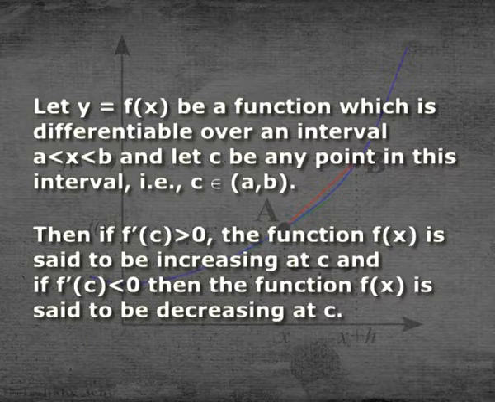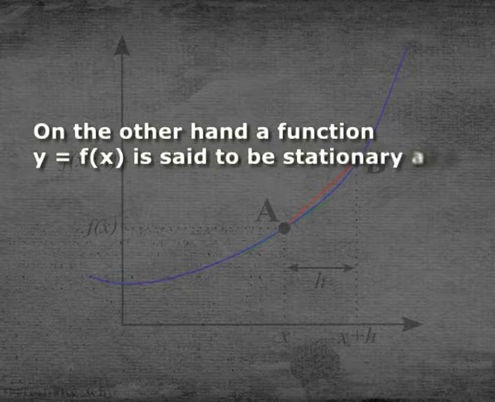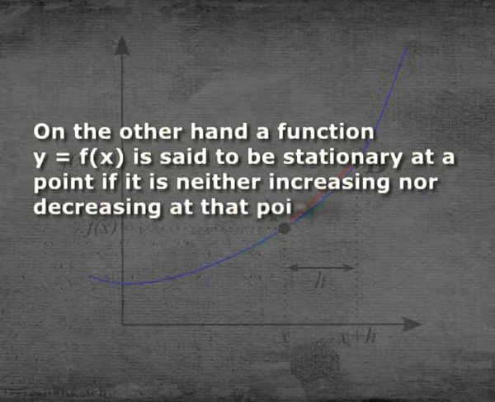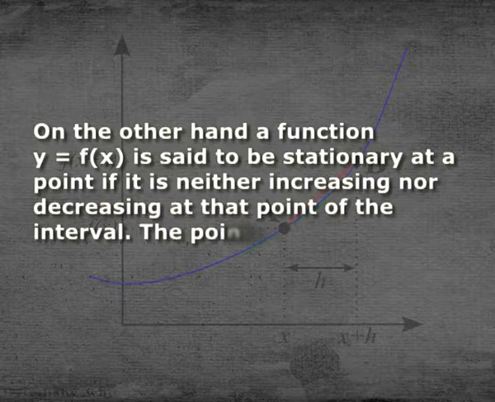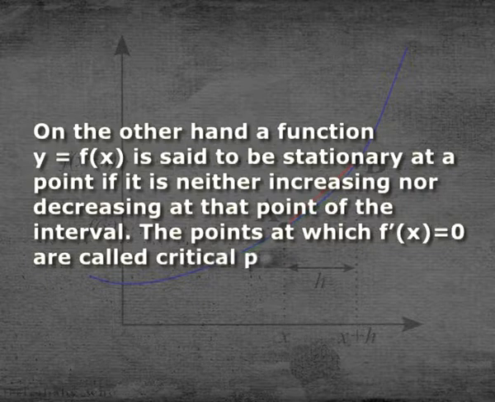decreasing at c. On the other hand, a function y equals f of x is said to be stationary at a point if it is neither increasing nor decreasing at that point of the interval. The points at which f dash of x is equal to 0 are called critical points of f of x.